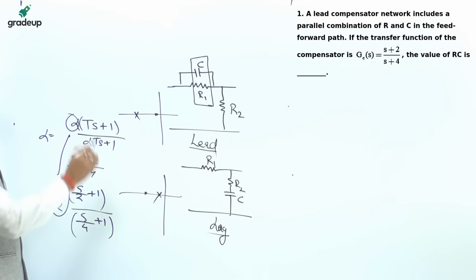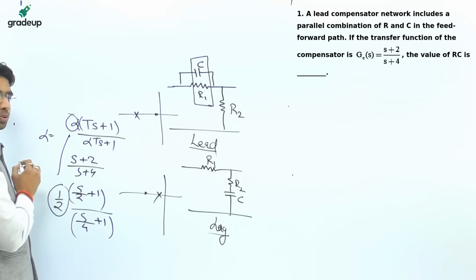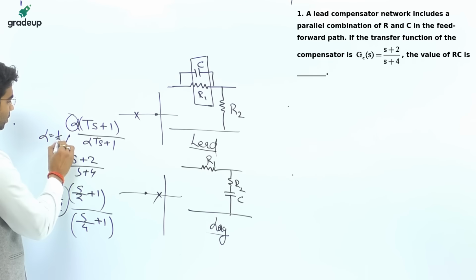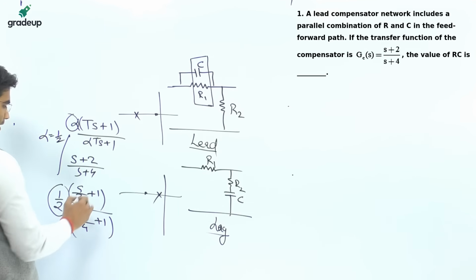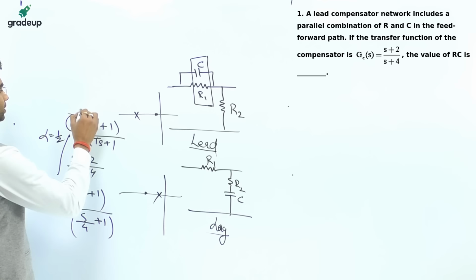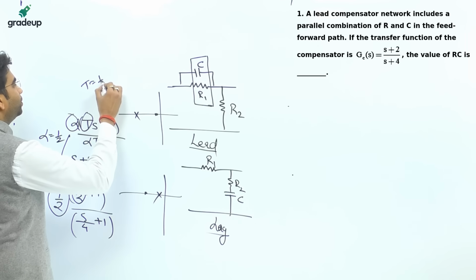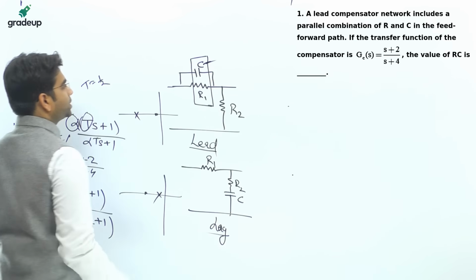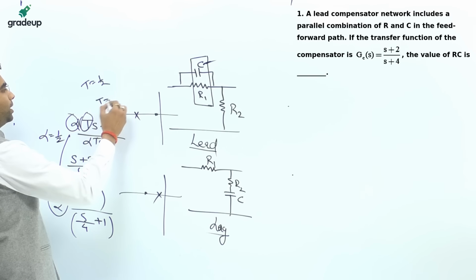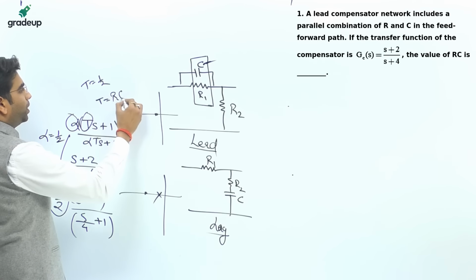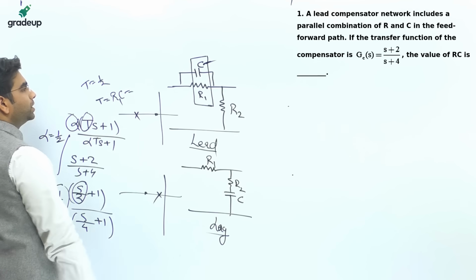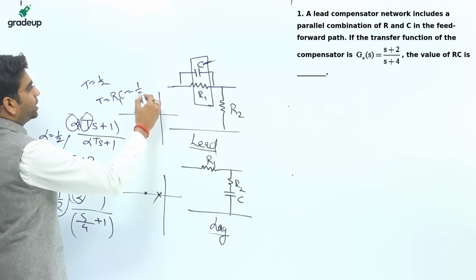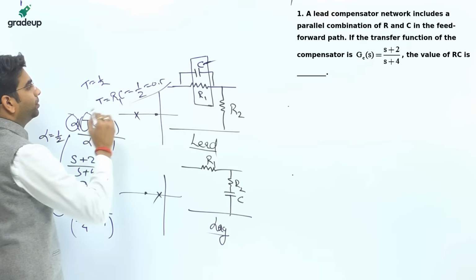From this, alpha will be equal to 1 by 2. And from this term and this term, T is equal to 1 by 2. And T is the time constant, is equal to RC, R1C in fact. It is 1 by 2 is equal to 0.5.